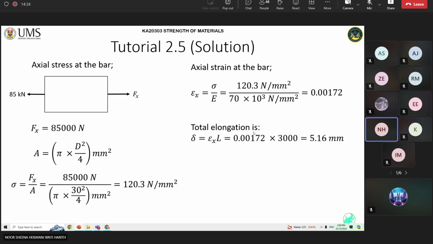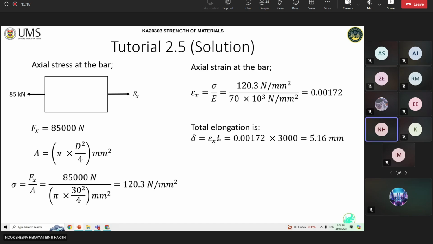So the total elongation is this one. Delta is the change of length. The change of length divided by the total or original length equals the epsilon. So you rearrange the equation for the strain, which is epsilon equals the elongation divided by the original length. You rearrange the equation, so you'll get this delta.